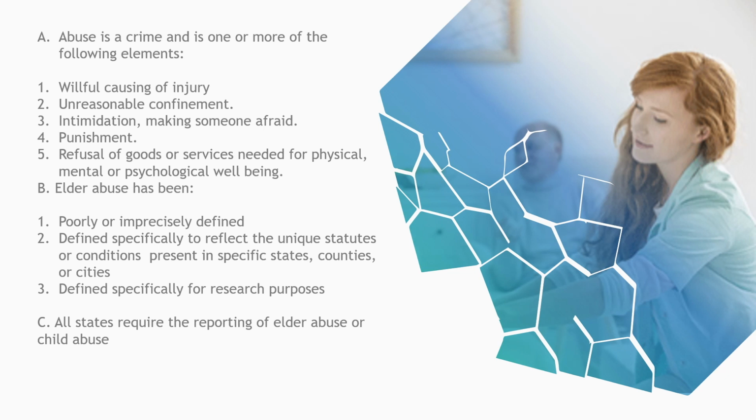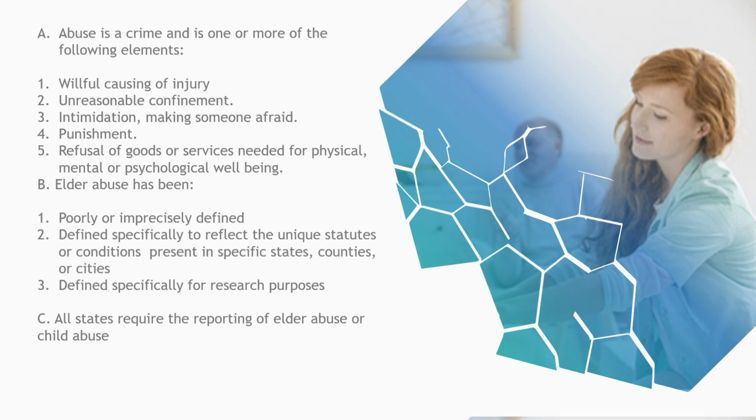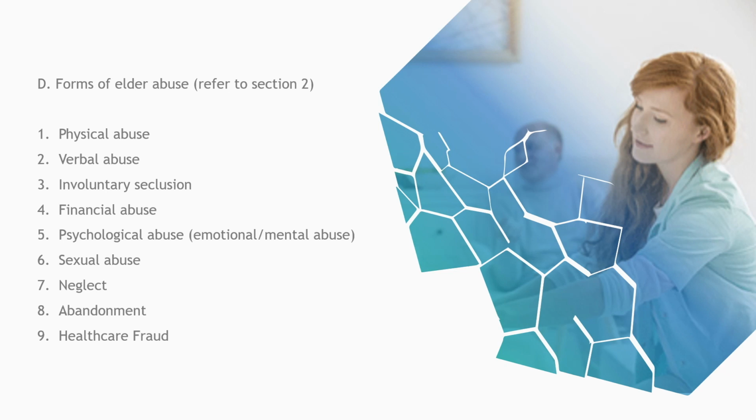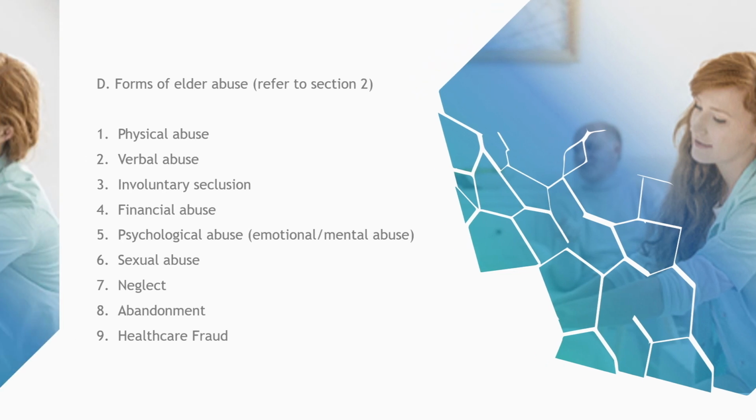Elder abuse has been poorly or imprecisely defined. Defined specifically to reflect the unique statutes or conditions present in specific states, counties, or cities. Defined specifically for research purposes. All states require the reporting of elder abuse or child abuse. For forms of elder abuse, please refer to Section 2.